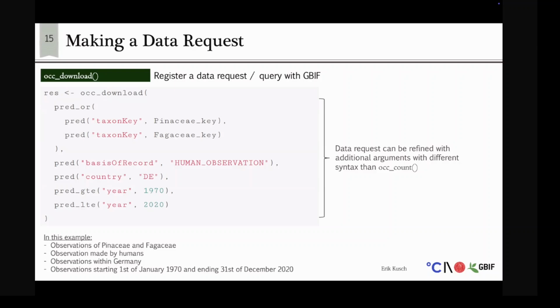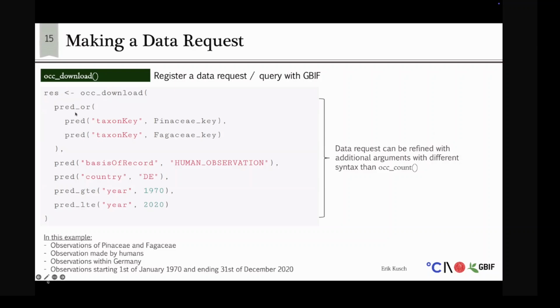With this function, we register a data request or query with GBIF. Unfortunately, the syntax for this function is slightly different to OCC count. However, you can query for the exact same things. And in this case, we're actually querying for a bit more because you will interact with this kind of function much more throughout your career within ecology than you will with OCC count. Because knowing how many observations there are is not quite as effective as getting all of them.